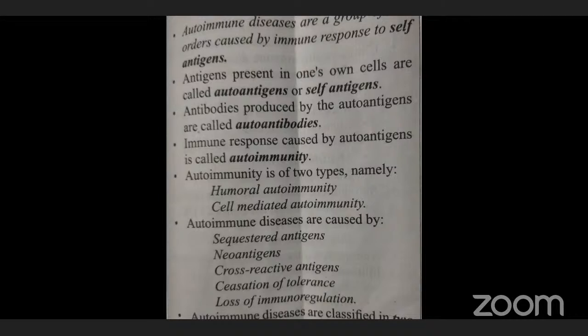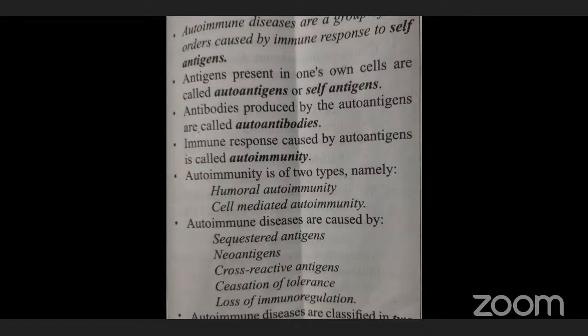When autoantibodies directly bring about tissue damage, it is called antibody mediated immunity. Here there is no interaction of any other things. When the antibody is produced by the immune system, it is directly involved in the tissue damage. For example, myasthenia gravis and pernicious anemia are the two examples of antibody mediated immunity.